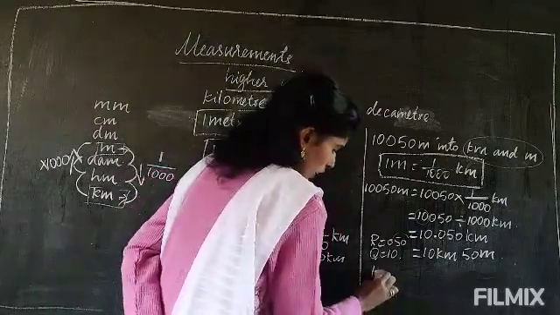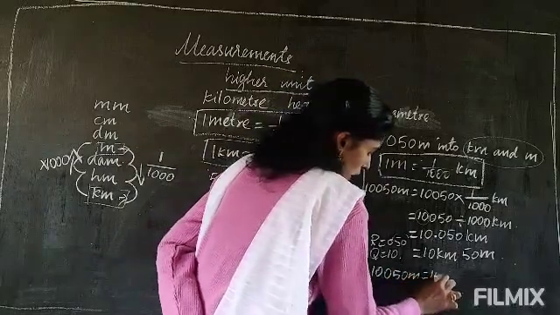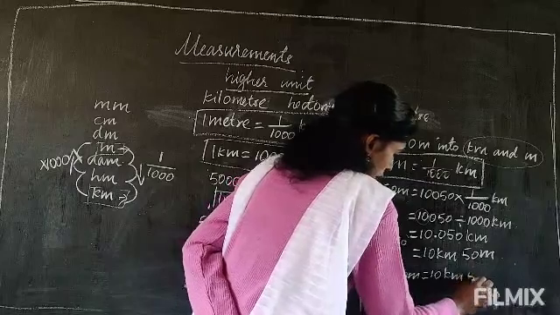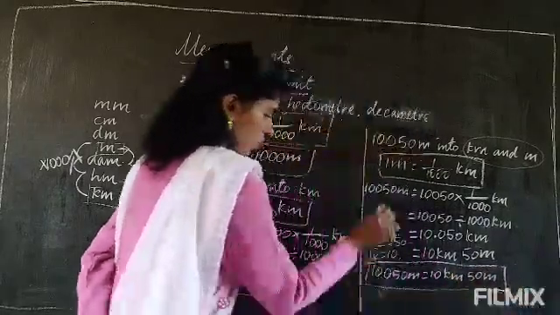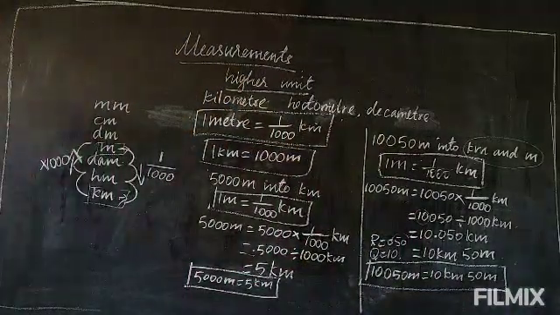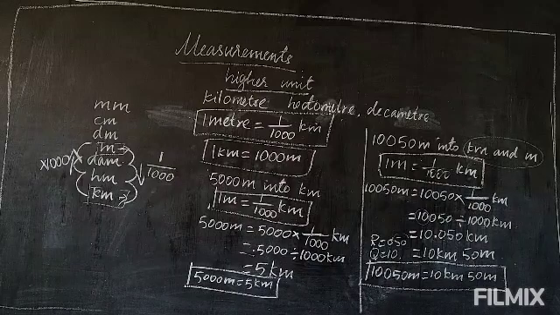Now we will write the answer. 10,050 meter equal to 10 kilometer and 50 meter. This is the answer. Now we have learned how to convert into kilometer, and again how to convert into meter. Next we will see the addition and subtraction.